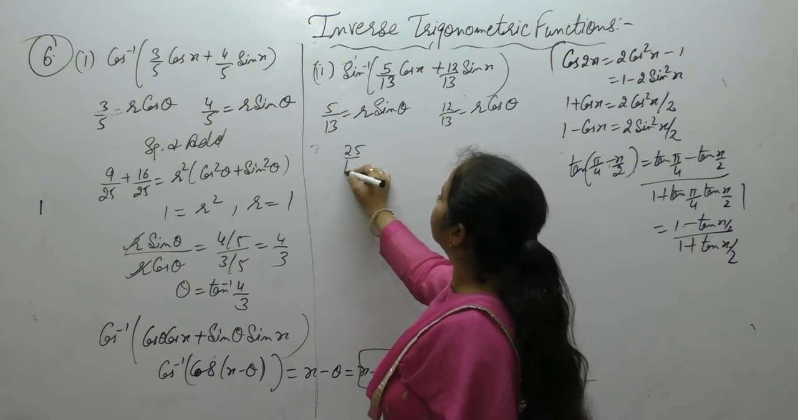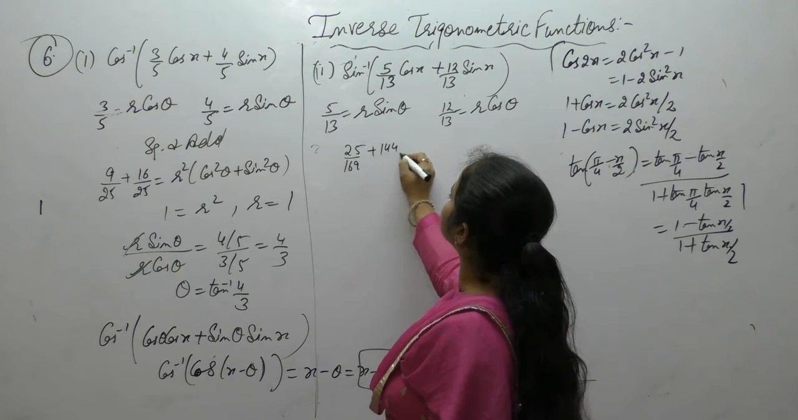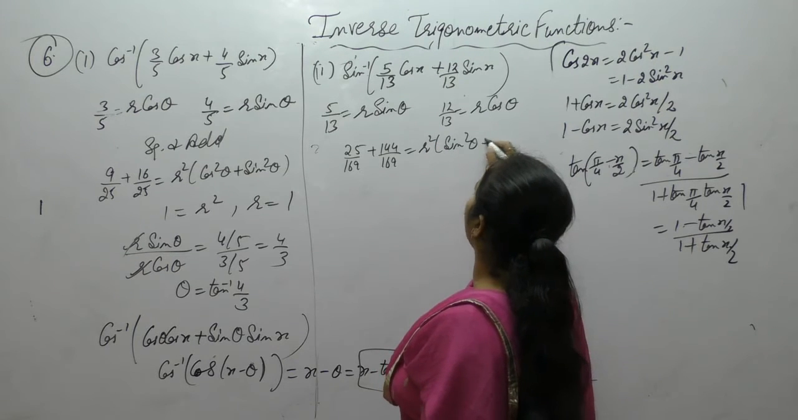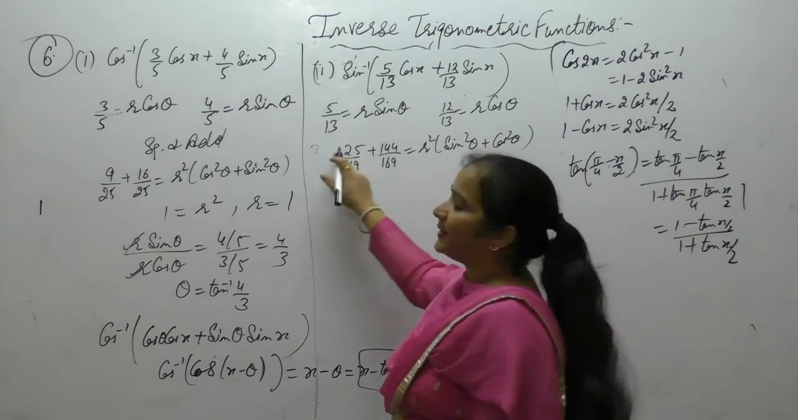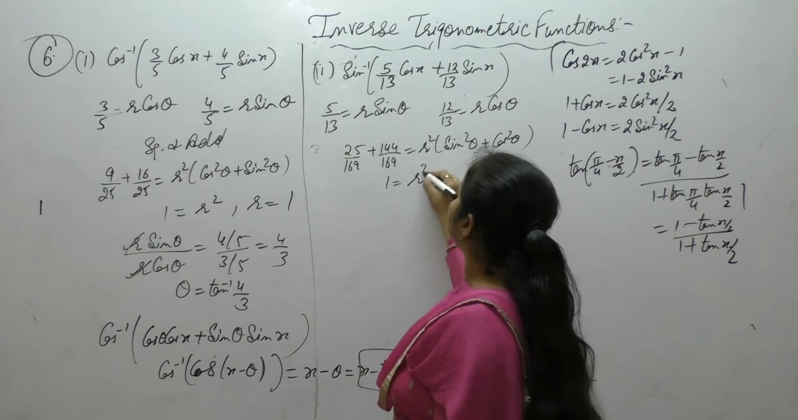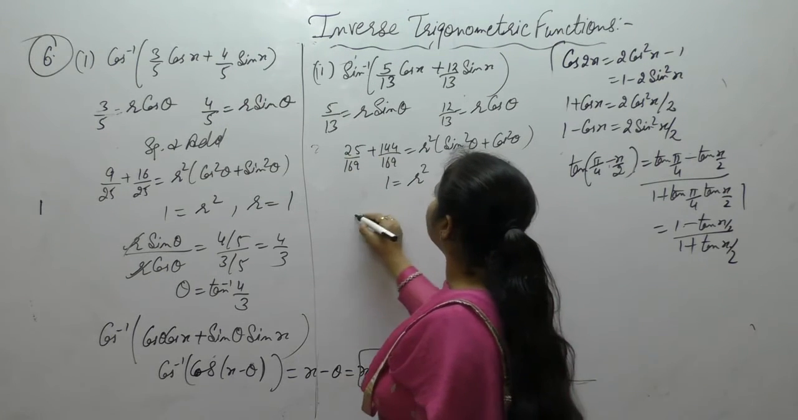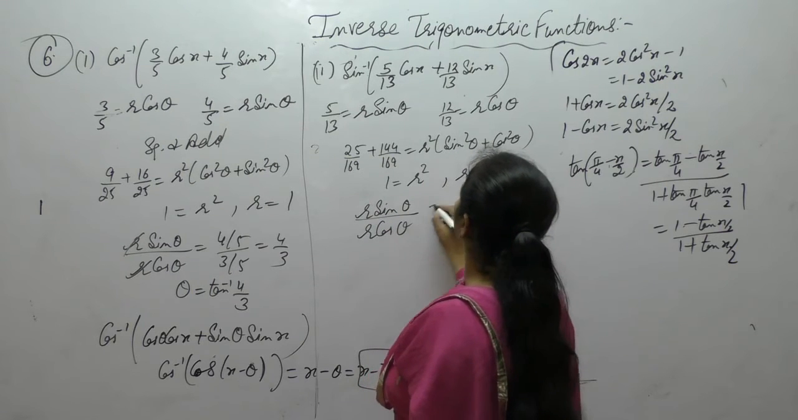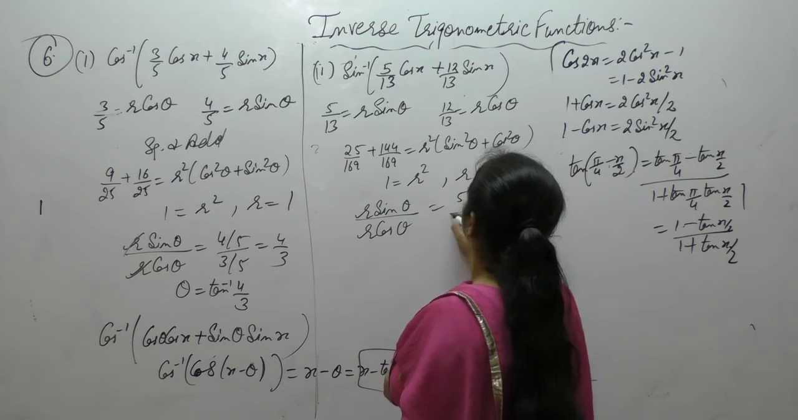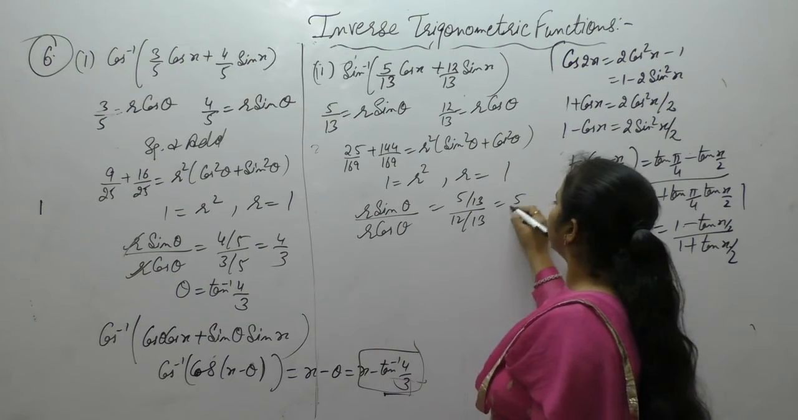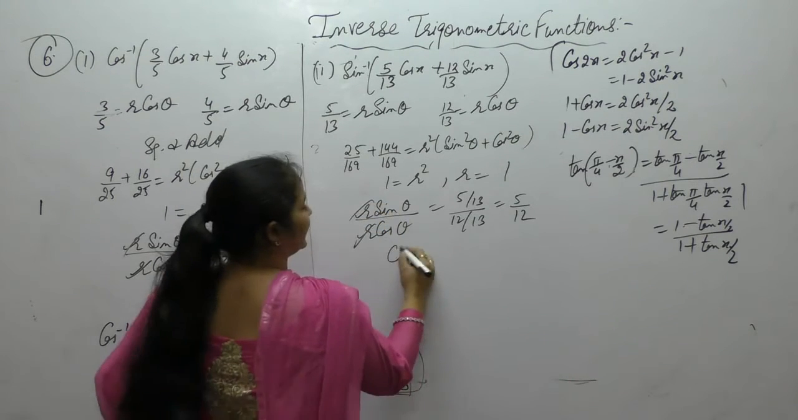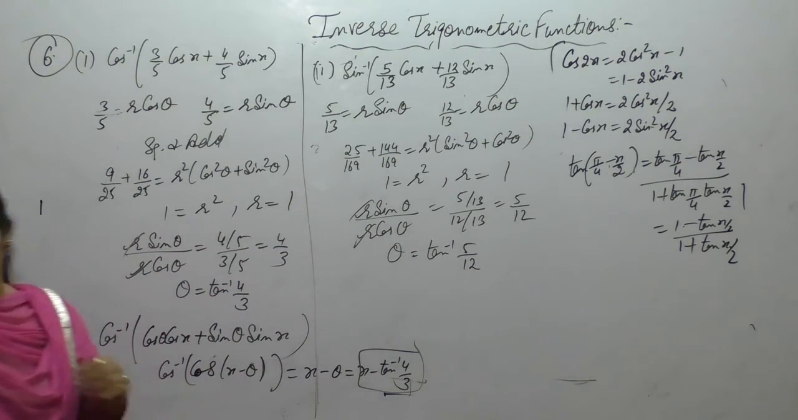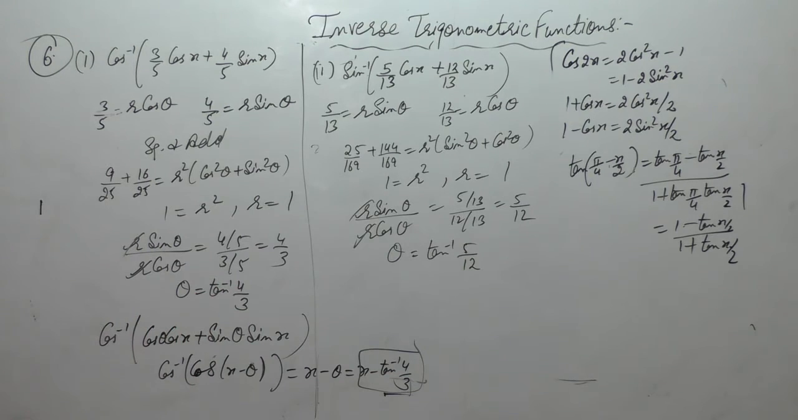Squaring and adding, 5 square, 12 square, r square, sin square plus cos square is 1. By taking LCM, this will be equal to 1. So we get r as 1. On dividing, r sin theta upon r cos theta, 5 by 12. Tan theta is this. So theta is tan inverse 5 by 12.